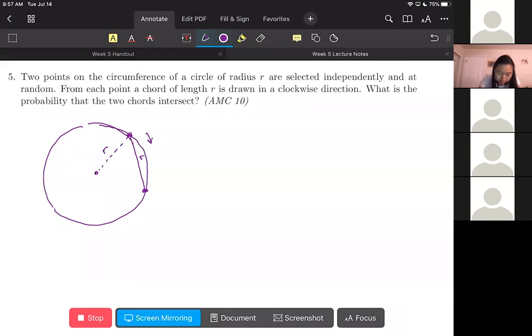And say I pick some other point, let's say this point, then I draw another chord in a clockwise direction of length r. What is the probability that the 2 chords intersect? So in this case, they would intersect, but it's also possible, say I pick a chord over here and I draw it, that it doesn't intersect. So any ideas on how we could do this problem?